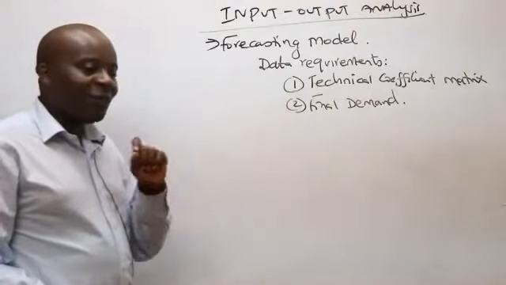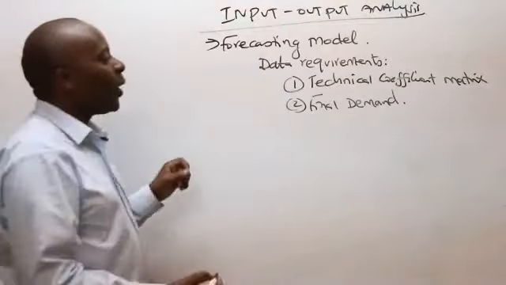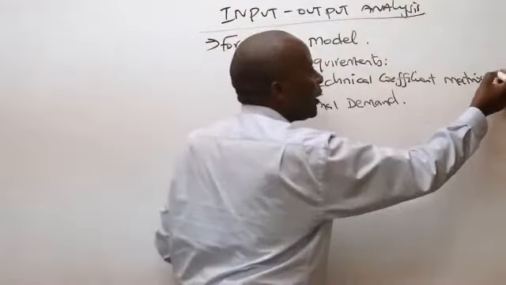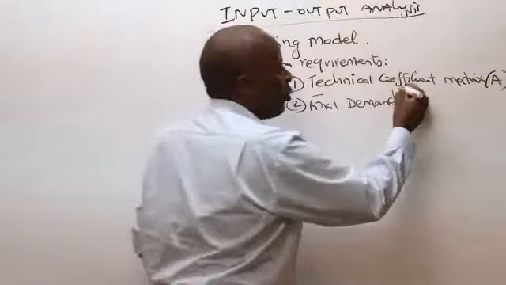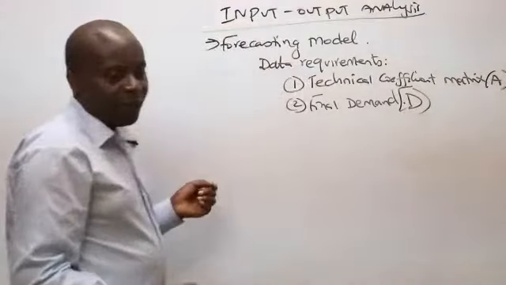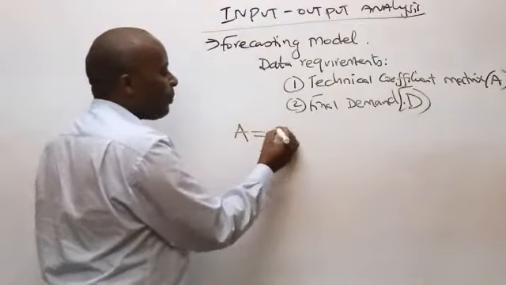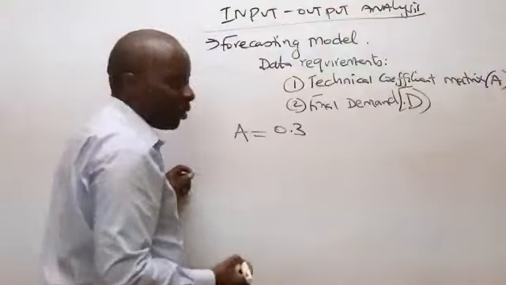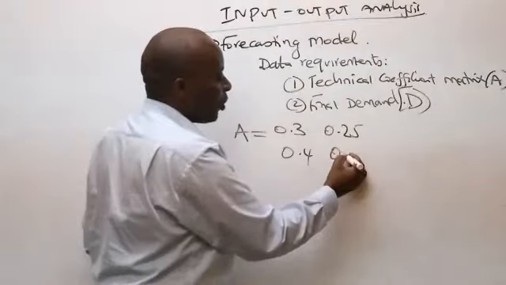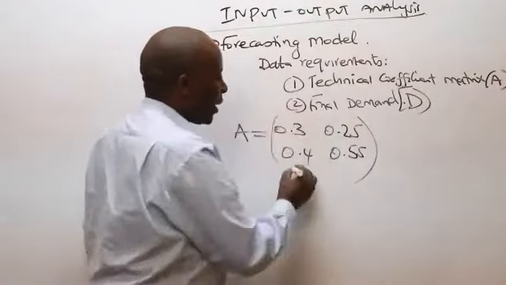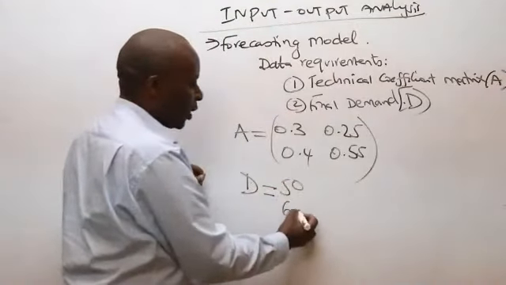Even before I define these things, I want you to know from today that the technical coefficients matrix will always be called matrix A, and the final demand matrix will be called matrix D. So let's look at a situation where A is given to us as 0.3, 0.4, 0.25, and 0.55, and the final demand is given as 50, 60.